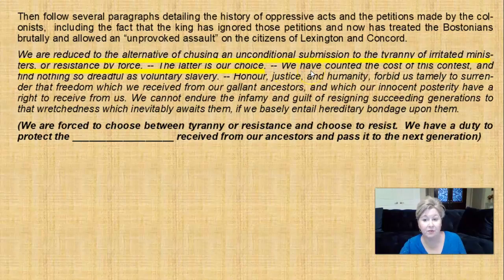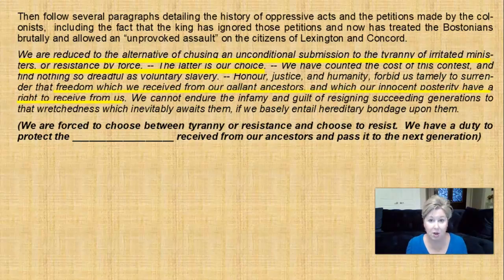Honor and justice and humanity forbid us tamely to surrender that freedom which we received from our gallant ancestors and which our innocent posterity have a right to receive from us. It has been passed down to us. We have a responsibility to guard, protect these ancient liberties, rights of Englishmen, and pass them on untarnished to our posterity. Guys, you have that same responsibility today. You have been gifted incredible liberty, incredible rights in this country. We have a responsibility, a duty to understand them, to protect them, and to pass them on to your children.